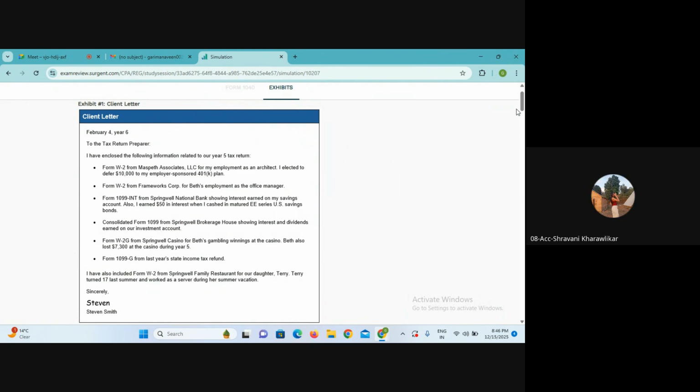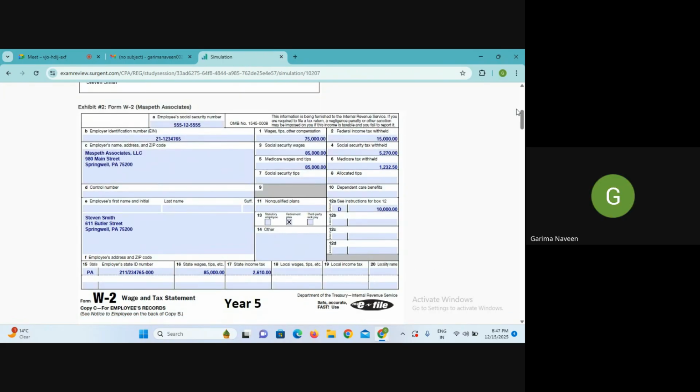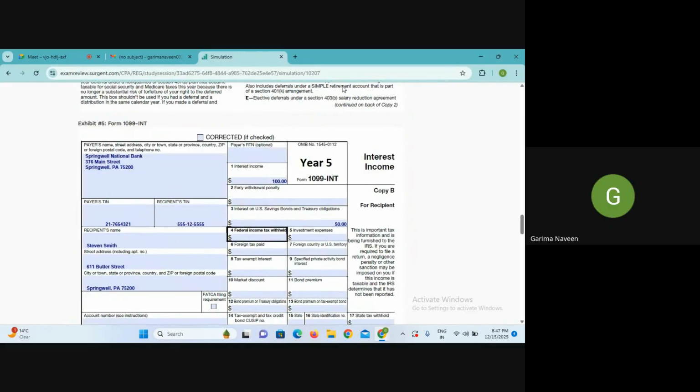Ma'am, only the Form W2 questions, if you can, I can answer. So the W2 first question we already did. I will share the interest related part.